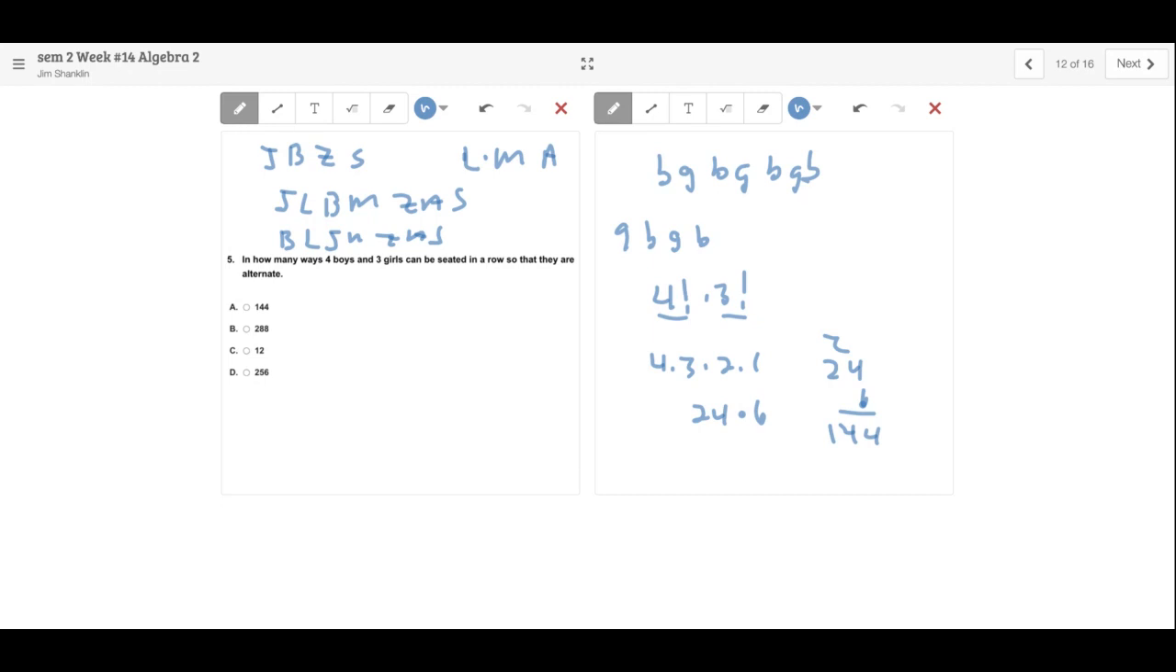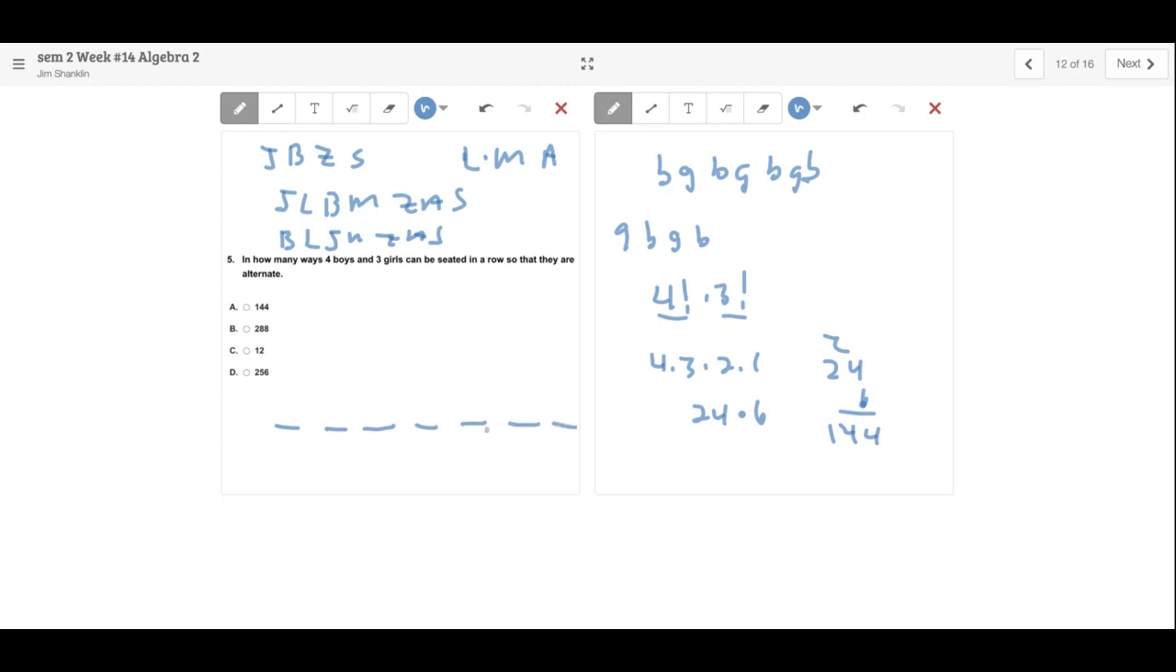Yes, but they're asking if they were specific boys and specific girls, switching them up. How many different ways could you switch them up? Well, there's 4 different boys, so I did 4 factorial, and 3 different girls. So I just used the fundamental counting principle of how many ways.